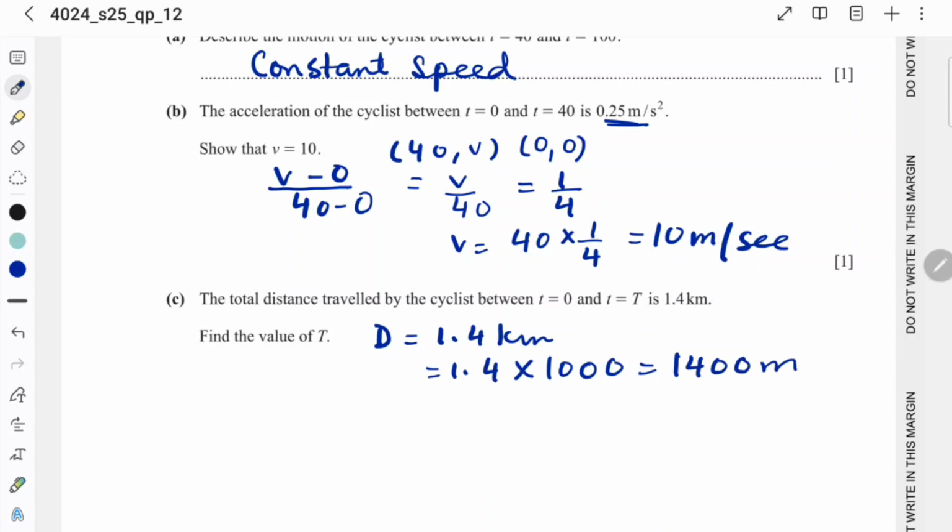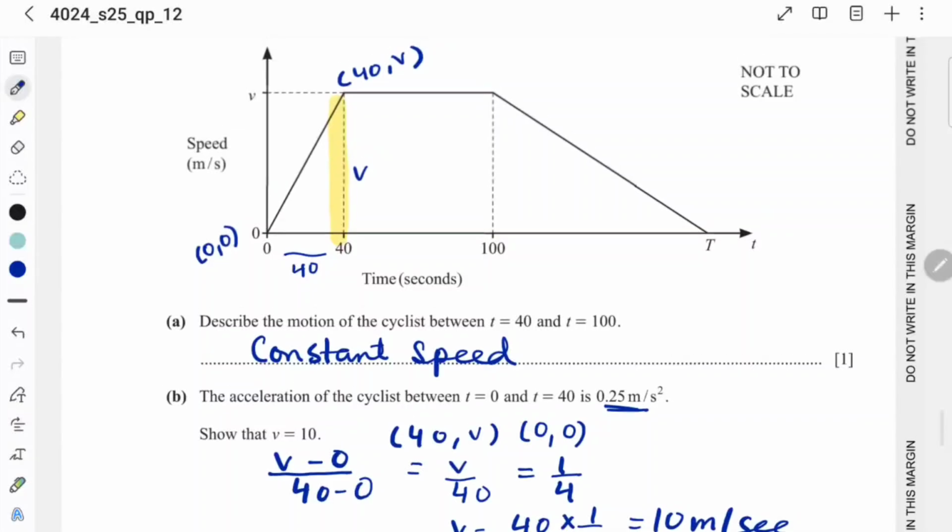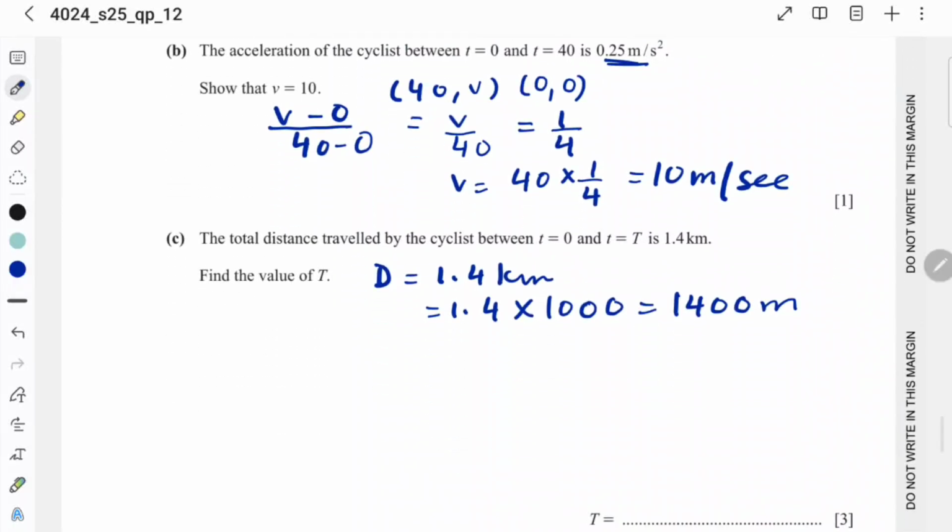Okay, now the whole shape is a trapezium and v equals 10. So it's half times height times the sum of the parallel sides. Either you take it as a whole, or you can keep it in parts as well. I'm taking the trapezium: half times height is 40, and the area, or the distance, you can write.